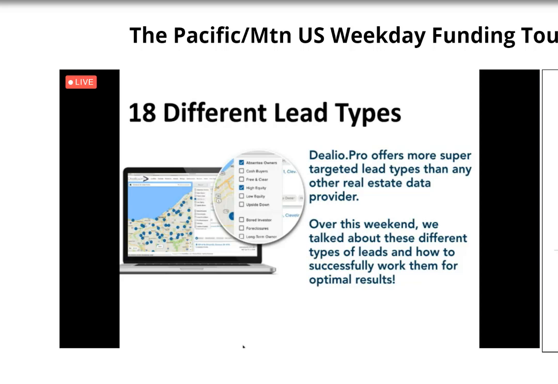There are 18 different lead types. So a lead type would be like a pre-foreclosure is a lead type, a cash buyer is a lead type, an absentee owner is a lead type, a private lender is a lead type, somebody in bankruptcy is a lead type, okay? So there's 18 different kinds, and I could layer them or just search for individual. Like last night we searched just cash buyers, okay?